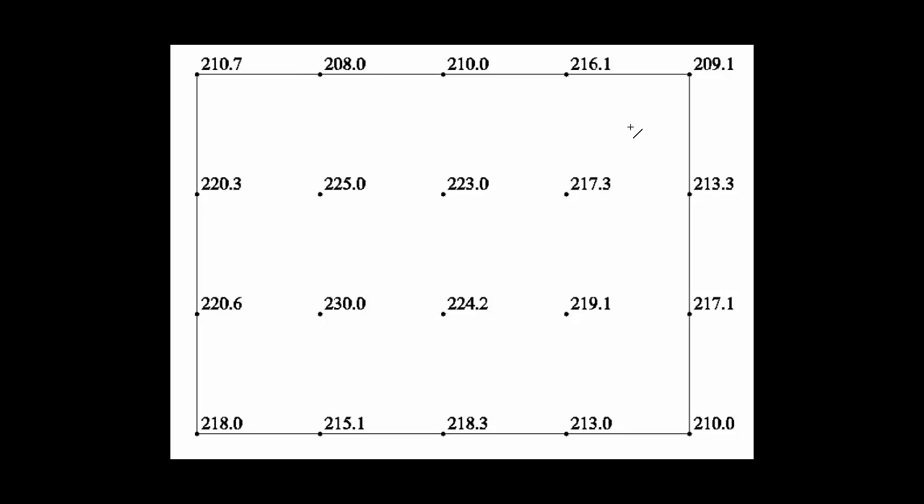On this map, we will generate 5-foot contours. That is, our contour interval will be 5 feet. So our contours will all end with either 0 or 5.